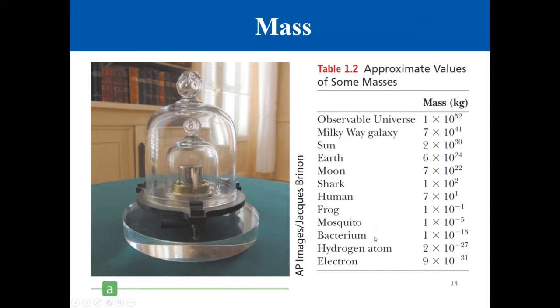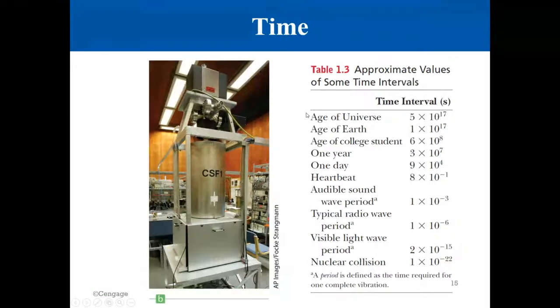Here you can see a typical mass for a human is 7 by 10 to the power 1, about 70 kilograms. The mass of Earth is 6 by 10 to the power 24 kilograms. The mass of an electron is 9 multiplied by 10 to the minus 31 kilograms. So the unit that we use is the kilogram, and there is the multiplier, as you can see here, that will allow us to express any mass, any measurement.